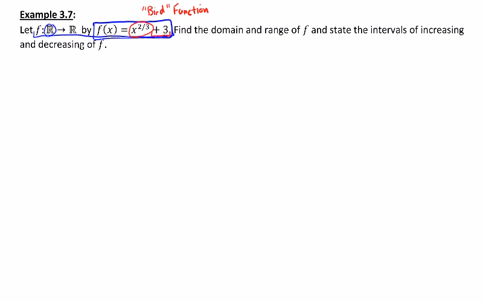It says find the domain and range of f, that's number 1, domain and range, and state the intervals of increasing and decreasing of f. That's going to be number 2. Well, it is possible to do domain from the equation, but range is really difficult from just the equation. We would have more success if we had the graph. And the intervals of increasing and decreasing are also really difficult from just the equation. So the graph would be the best thing to have.